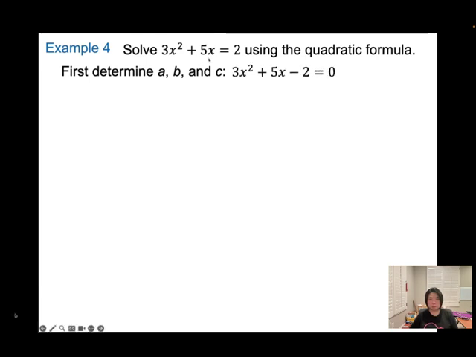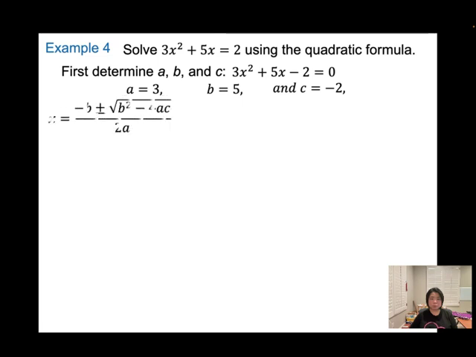Okay, so we're going to subtract 2 from both sides here. Now, you're going to determine what your a is, what your b is, what your c is. a will be equal to 3, b equal to 5, and c, make sure to include the sign here, that will be negative 2. Okay, write down the formula. Now I want you guys to try to plug into the formula and simplify it.